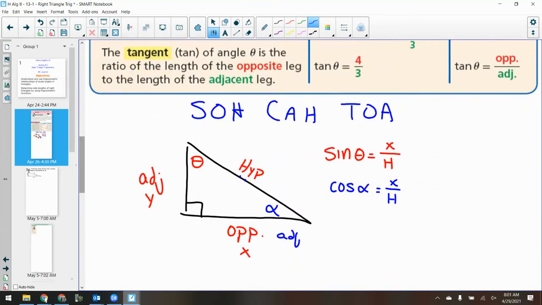What if you want to find the cosine of the right angle? You don't want to do that, and you'll see why when we talk about the unit circle.